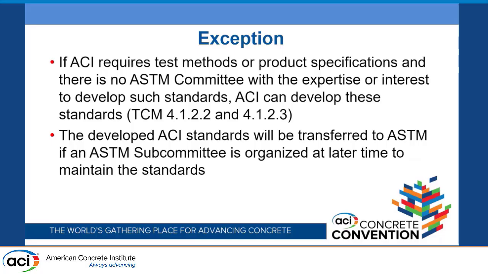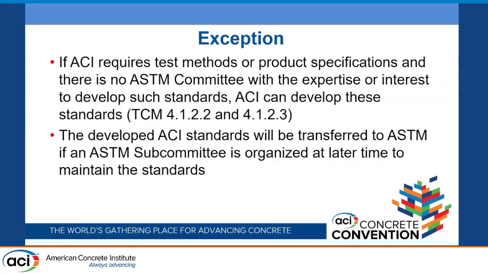Now, there's an exception that was subsequently agreed to between ACI and ASTM, and that is if ACI committees require certain test methods or product specifications, and there is no ASTM committee with the expertise or interest to develop such standards, then ACI can develop a test method or material specifications. And this is covered in those two sections shown in the technical committee manual.